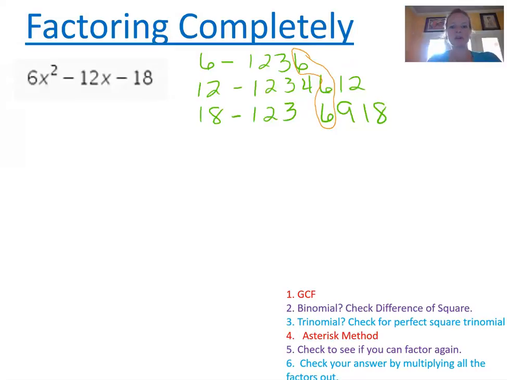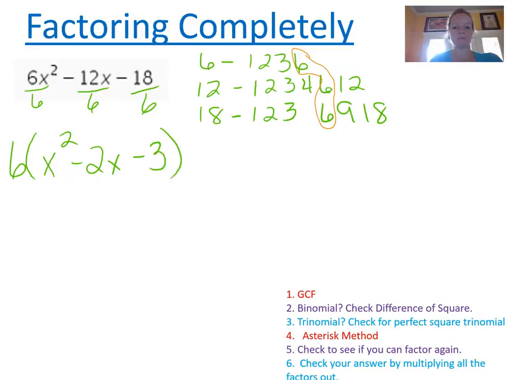Once again, I put your factors out to the side. We see that 6 is our greatest common factor. Look for your variables. There's not a variable on each one, so we're just using 6. So divide that 6 out, and you're left with x squared minus 2x minus 3. Greatest common factor, it's not a binomial, so look at your trinomial. Are the first term and the last term perfect squares? No. So we're back to the asterisk method.